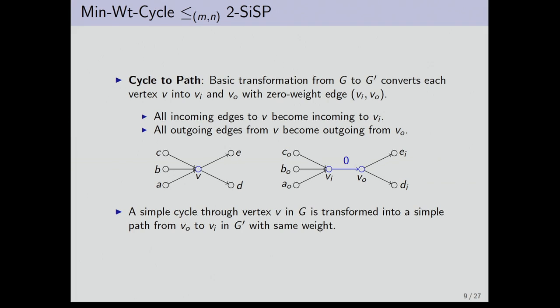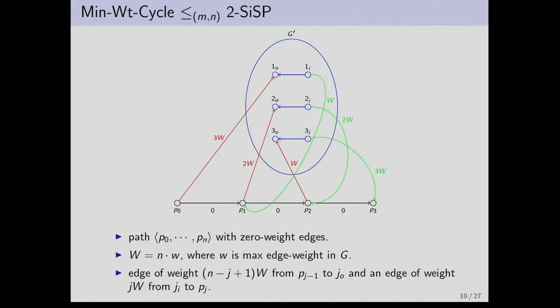Okay. Now we need to add a few more gadgets in order to complete the transformation, and I'll illustrate that with an example here. So this is our reduction. In blue is our graph G prime, and I've drawn it for 3 vertices, so n equals 3 here. The vertices are numbered 1, 2, 3, and you have the 0 weight edge from the I vertex to the O vertex. Then we have a path on n plus 1 vertices, all with 0 weight edges. So that's P0 to P3 because n equals 3. And now we are going to connect up this path to the vertices in G prime.